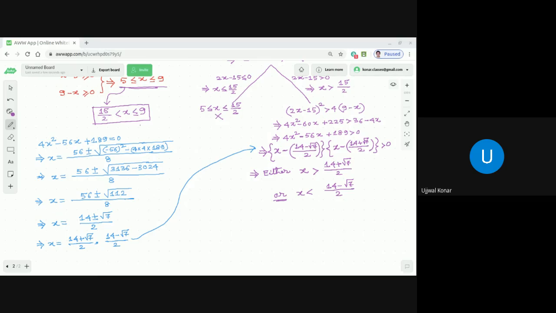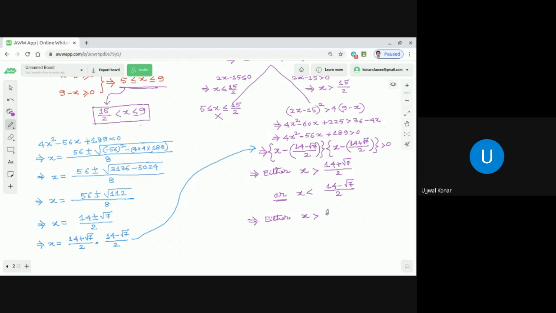If you find 14 minus square root of 7 divided by 2, you will get approximately 5.68. So that means it is less than 15 by 2. Got it, dear students? So what I'm saying is that either x is greater than 14 plus square root of 7 by 2. If we find that value also, 14 plus square root of 7 by 2 is approximately 8.32.